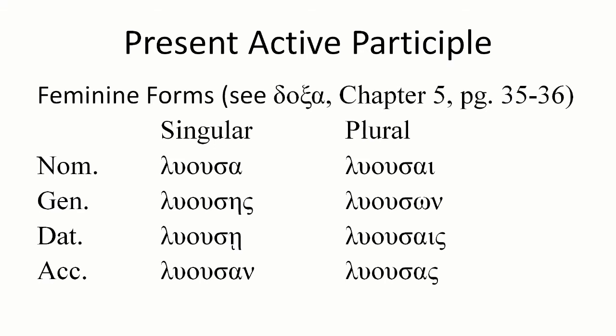So your two outside forms, the nominative and accusative, have alphas. The genitive and dative have etas. And again, that is a pattern that will hold throughout all of these feminine active participle forms. Now, that switch between vowels only happens in the singular. Notice the plural, lu-u-sai, lu-u-son, lu-u-sais, lu-u-sas. All of those familiar plural first declension endings, that does not change.